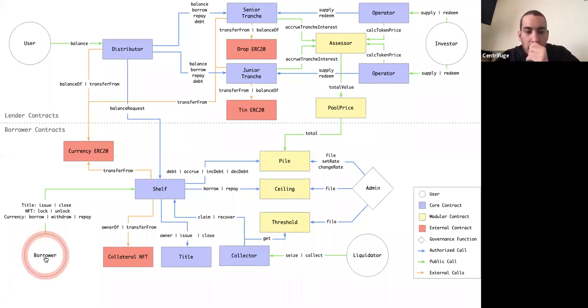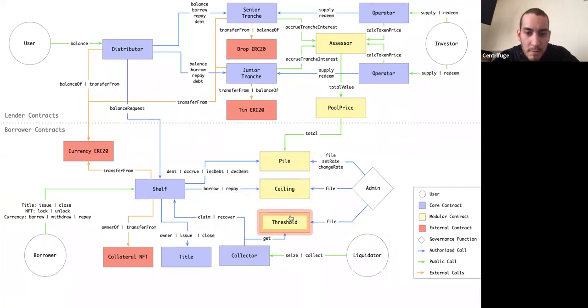So let's start with the borrower process. This is described in detail in the documentation that I'll share a link with later. The borrower essentially starts by locking up their NFT in what we call the shelf. The shelf contract keeps track of the NFTs, and it manages the ERC20 token. We call this the currency. So this would be the DAI. So it transfers the currency from the investors to the borrowers.